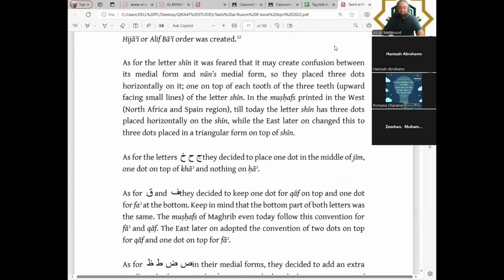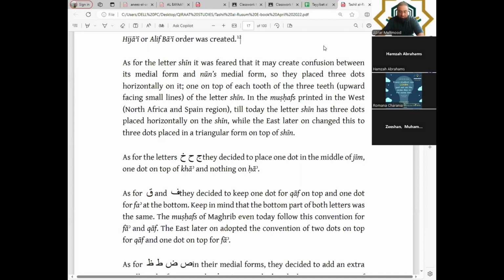As for the letter Sheen, it was feared that it may create confusion between its medial form and Noon's medial form. So they placed 3 dots horizontally on it, 1 on top of each tooth of the 3 teeth, upwards facing small lines of the letter Sheen, and the Mus'hafs printed in the West, North Africa, and Spain region. Till today, the letter Sheen has 3 dots placed horizontally, while the East changed this to 3 dots placed in a triangular form on top of Sheen.